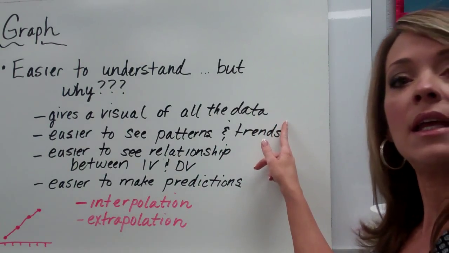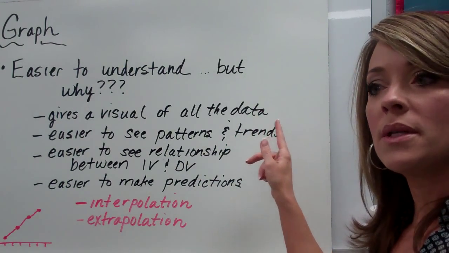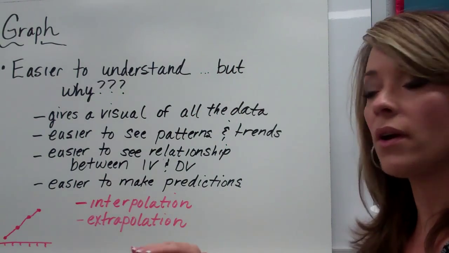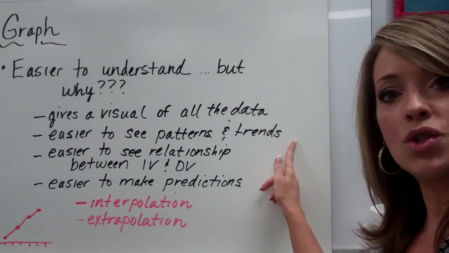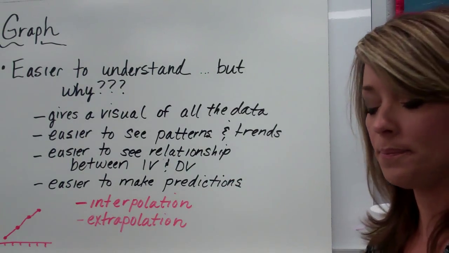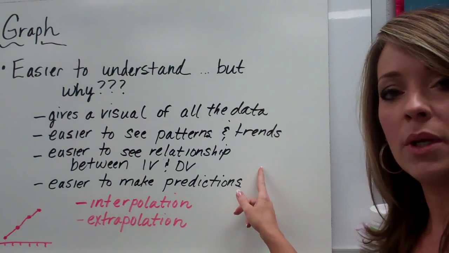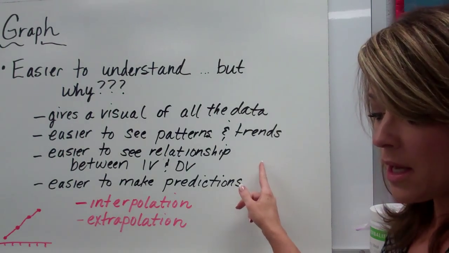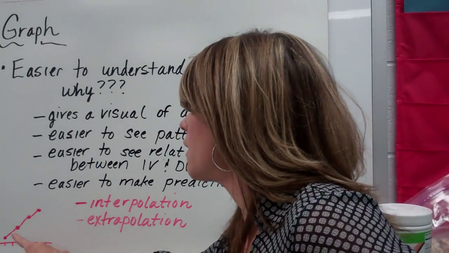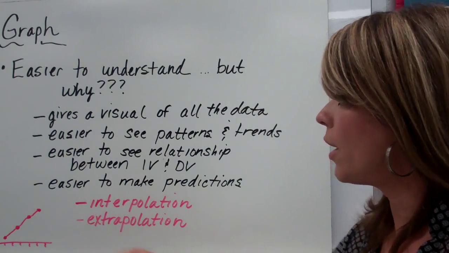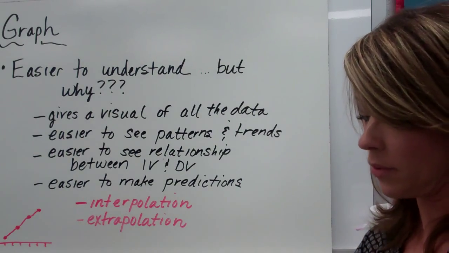Well, first of all, again, it gives a visual of the data. So instead of trying to interpret a bunch of numbers that are all in a table, you can see very clearly patterns and trends that exist between the data. Also, again, it's easier to see the relationship between your IV and your DV. So you can see that a series of points are going in a straight line much easier on a graph than you can in a data table.